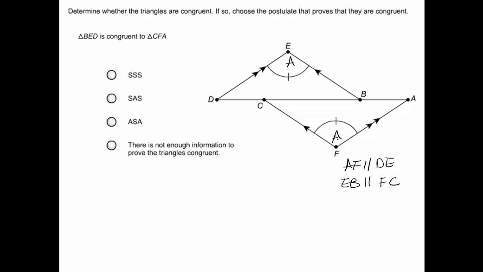Therefore, since DA is a transversal that cuts through those, I know that AF is also congruent to DE, and I know CF is congruent to EB. And then, like I said, the reason I know that is because DB is a transversal.